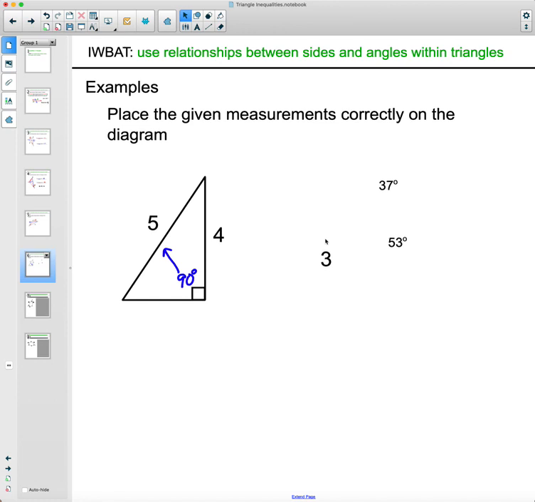Then that only leaves the 3 left for sides to fill in. So we know the 3 goes here. Then you can take a look at your smallest side if you wanted to. The smallest side, across from that is going to be the smallest angle. So the 37 is the smallest of the angle measures given. And then 53 would fill in here across from the middle-sized side.